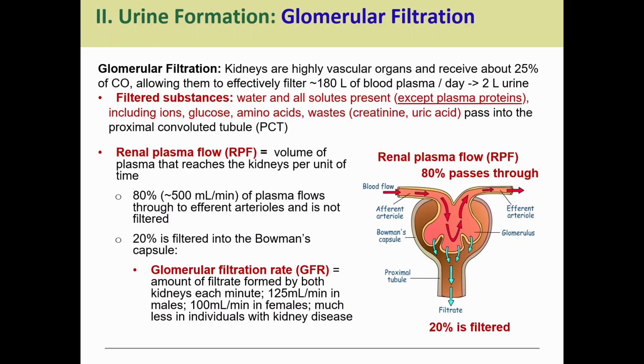This is where we get to the term glomerular filtration rate, or GFR. This is how much filtrate is formed by both of the kidneys each minute. We produce about 125 milliliters of filtrate per minute in a male, typically, and about 100 milliliters per minute in a female, assuming good health. If someone has something like kidney disease, we would not see this amount of filtrate being produced. The glomerular filtration rate is the volume of filtrate we produce every minute.